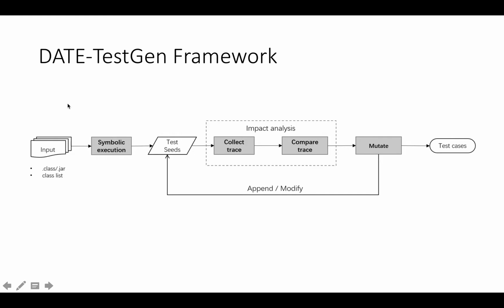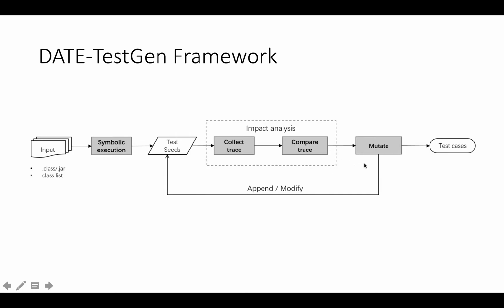The input of this tool is the compiled bytecode of Java program under test, which means even though the user has no access to the source code of the Java program under test, the test classes can still be generated. With the Java bytecode under test, our symbolic execution module generates the test seeds. Then, the impact analysis module executes the test cases. Meanwhile, it collects and compares the execution traces of the test cases.